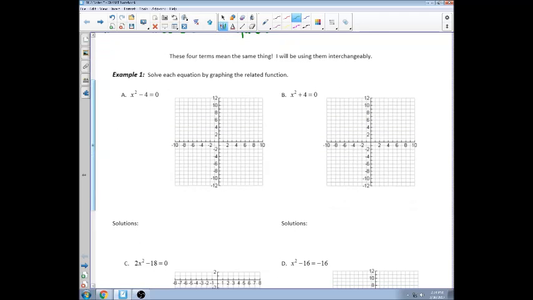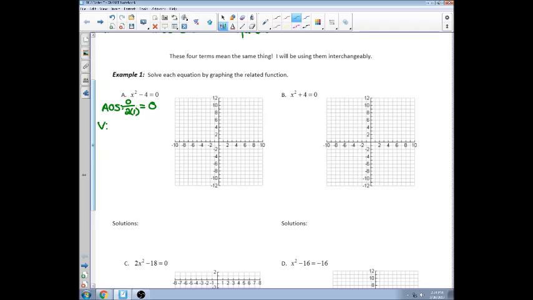So for some graphing, we're going to solve each equation by graphing the related function. All right, so the first thing we need to figure out is our axis of symmetry, just like in our last section. That's going to be our b value. Well, our b value should land in between x squared and our c value, which is -4. In this case, there isn't one, so it would be 0 over 2 times 1, because it's the opposite of b over 2a. This would get me 0.